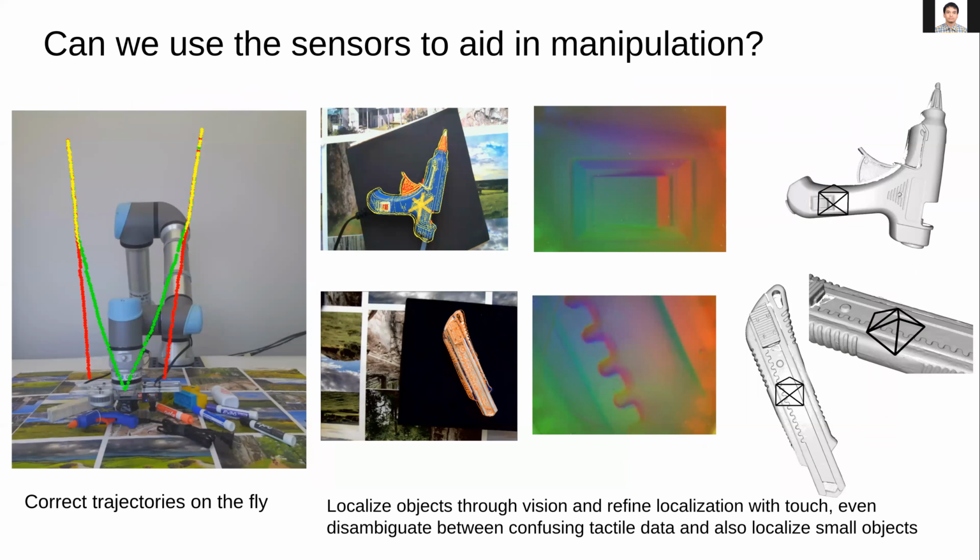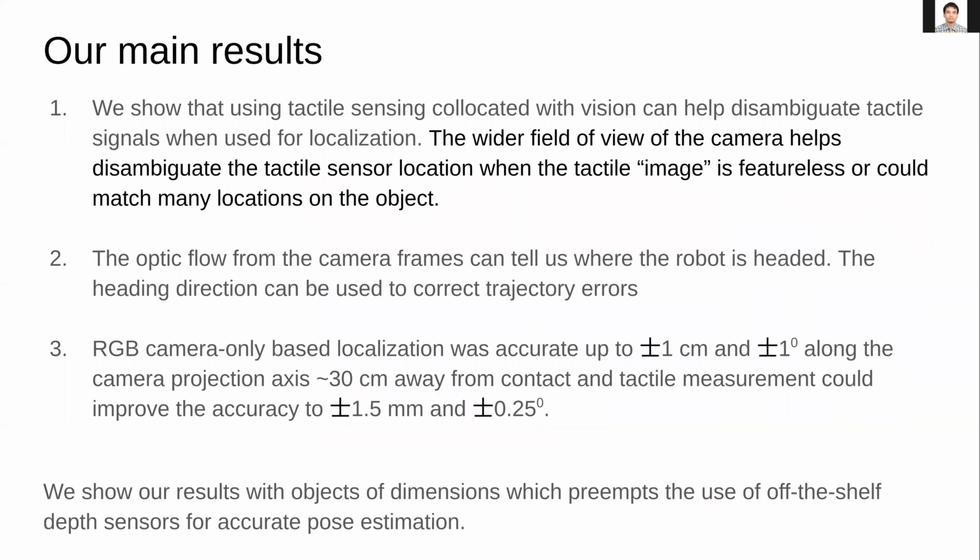We show that with the captured data, we can predict trajectories on the fly, localize objects, and refine our pose estimates upon contact. And finally, we can even disambiguate between confusing tactile data while localizing contacts on the object. These are our main results. We show our results with objects of dimensions which preempt the use of off-the-shelf depth sensors and algorithms for accurate pose estimation.